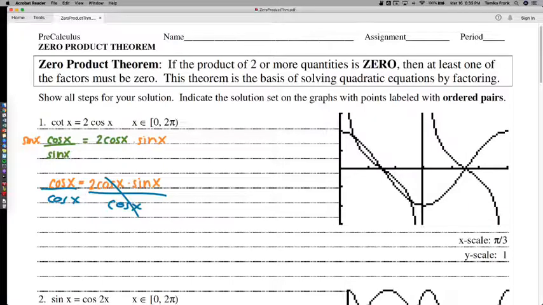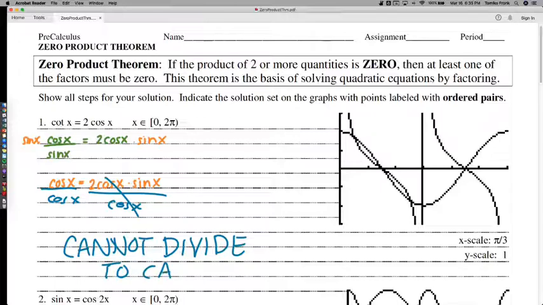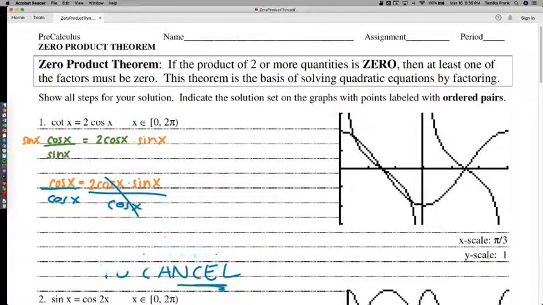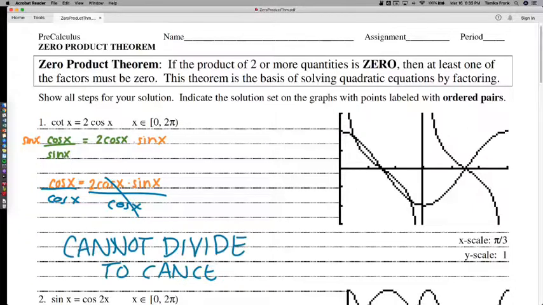Okay, here's the problem. When we're solving trig equations, we cannot divide to cancel. That is super important. If you divide to cancel, you end up losing half of the solutions. And then in a problem like this, which is what your test is going to look like, that's going to be a lot of points. So we don't want to do it that way. Here's how we're going to do it. Oh, I got to go back all the way back here.